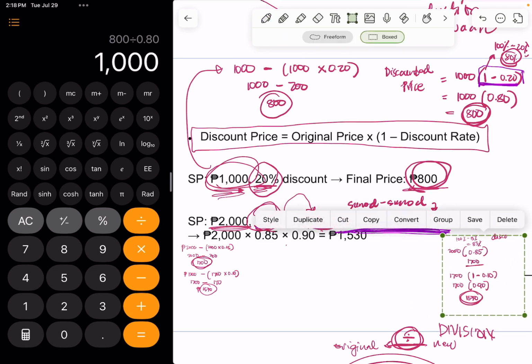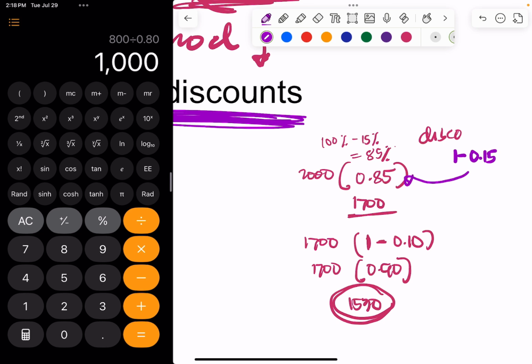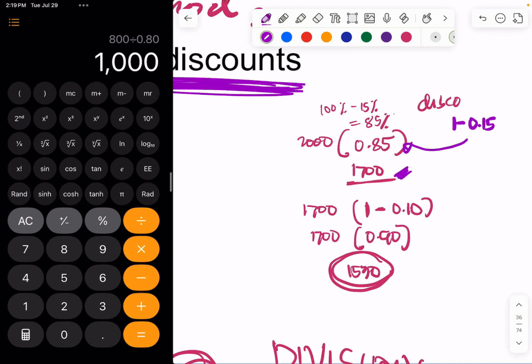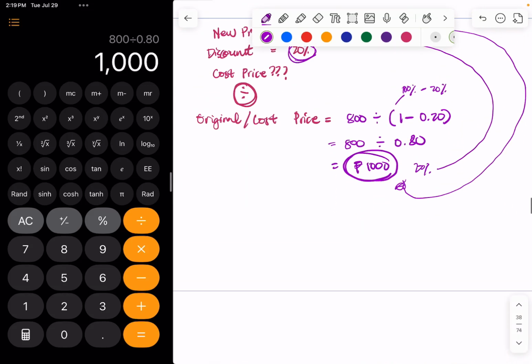Okay, ang process ani nga nahitabo, si 2,000, i-apply nato first ang 15% discount. So that is 1 minus 0.15. The answer is 0.85. The answer is 1,700 dayon. And then you apply the 10% discount. So that is 1 minus 0.10, you'll have 0.90. Ang final answer dayon kay 1,530. Now, unsa ang buhaton kung gikan ni 1,530 ibalik nato siya sa 2,000? Unsaon man ang process? So ang process is still division.